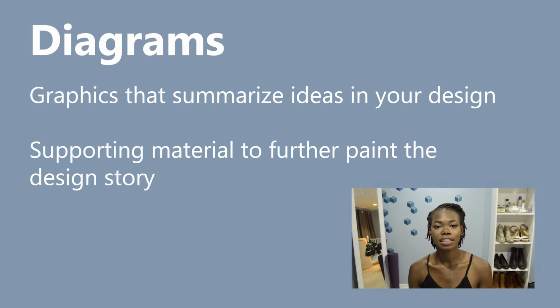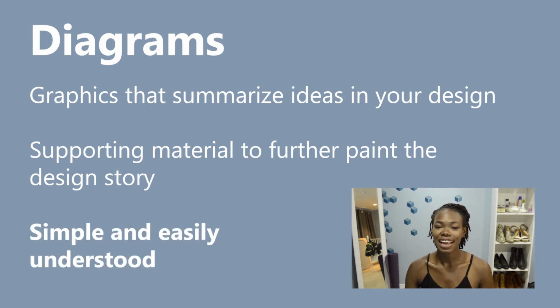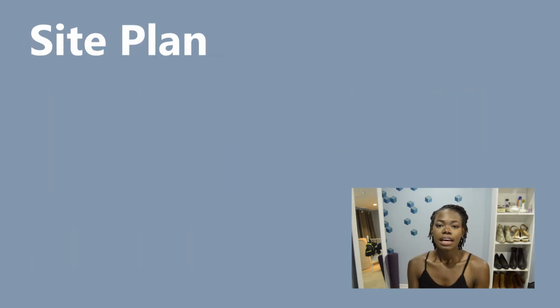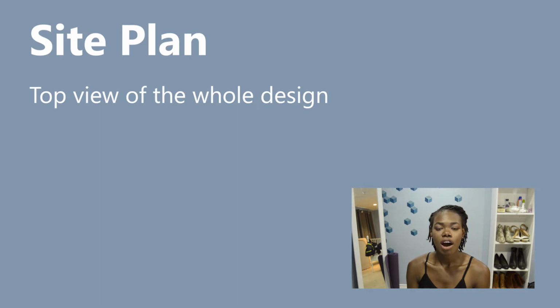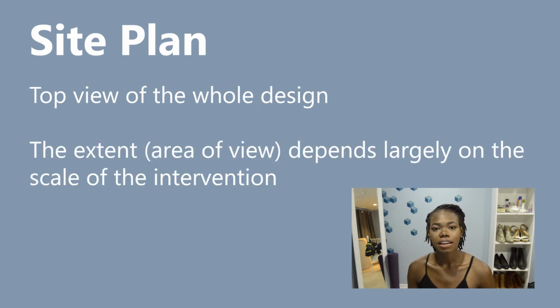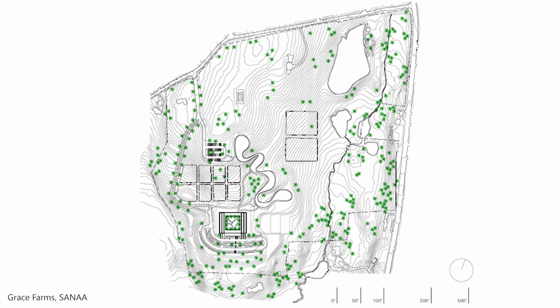The point of the diagram is that it needs to be, above all, easily understood, and you should be able to look at it and get the idea of your project. A site plan is a top view of your design with a little bit of the surrounding area. And the scale of the site plan really depends on what your intervention is. So in the case of this image, the SANAA building, Grace Farms, it has such a large extent because the intervention includes landscape design.